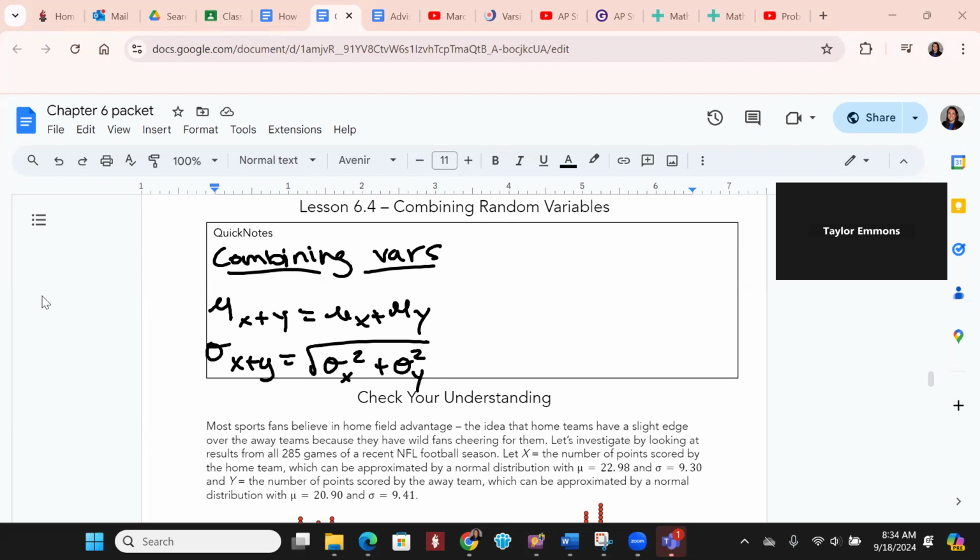I want you to note that one does not simply add standard deviation. I've seen Lord of the Rings. Yeah. One does not simply walk into Mordor, nor does one simply add the standard deviation. So that's not how it works.